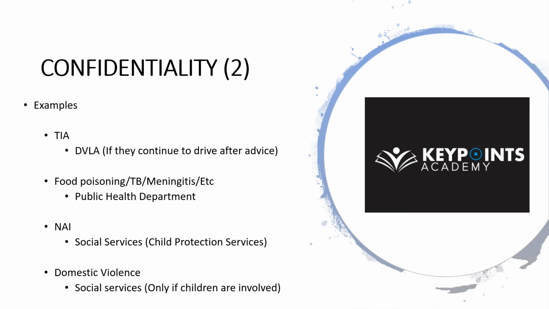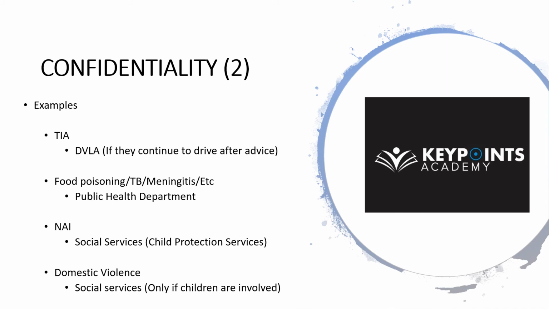So the same with food. If you find food poisoning, tuberculosis, or meningitis, of course, you need to inform the public health department. While seeing pediatric patients, you find non-accidental injury, or you find this even in geriatric patients, you want to inform the social services. In children, the child protection services under the social services will do an assessment of the situation and take relevant action.